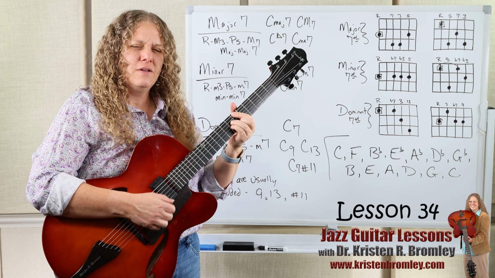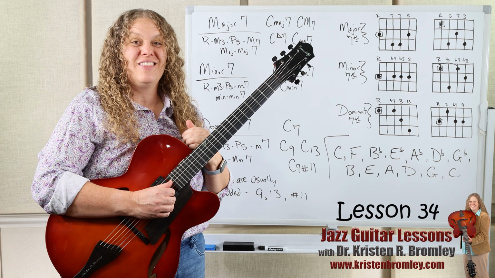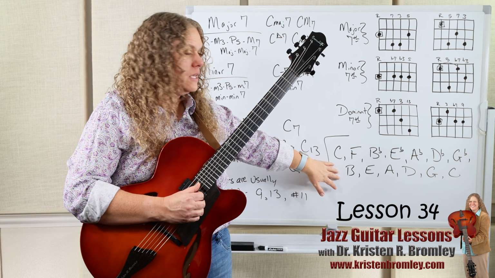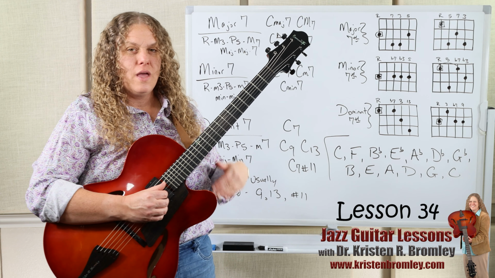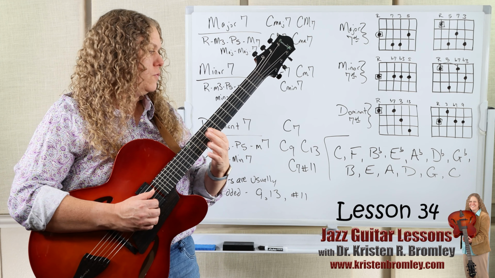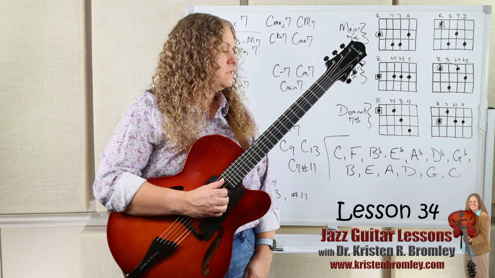What we're going to do is take them around the circle of fourths. We've used the circle of fourths a lot in this series, but if this is the first lesson you're jumping into, I've got it right up here on the board. It's a way of moving around all 12 keys, and we move by the interval of a perfect fourth. C, F, B flat, E flat, A flat, D flat, G flat, B, E, A, D, G, C.